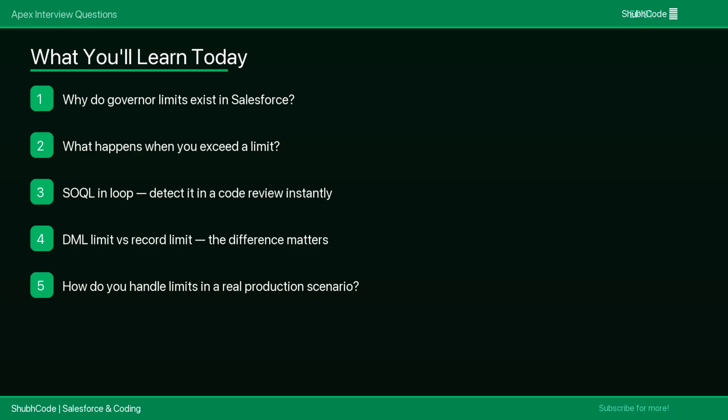Why do governor limits exist in Salesforce? Then, what happens when you exceed a limit? Then, SOQL in loop. Detected in a code review instantly. Then, DML limit versus record limit. The difference matters. Then, how do you handle limits in a real production scenario? Stay for the last one.